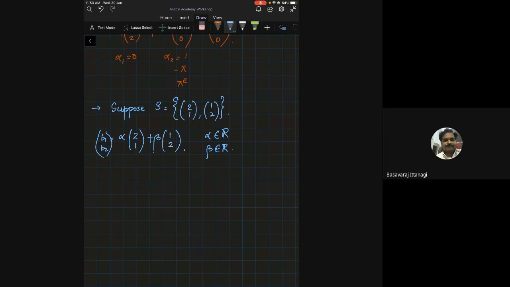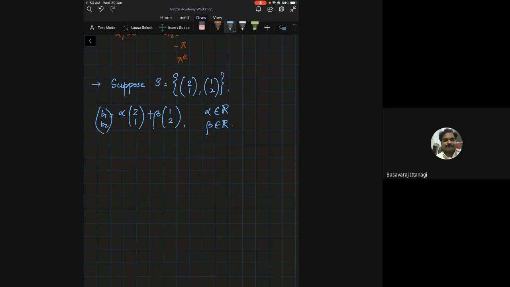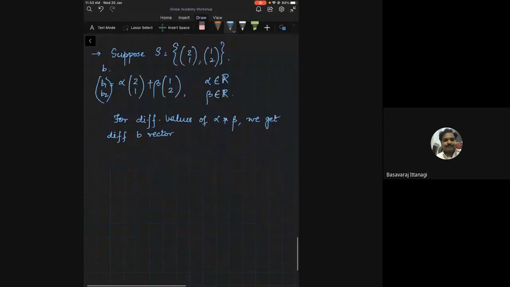What is it that we get? We get for different combinations of alpha and beta, different values of B1 and B2. That means this B vector, so let's write that: for different values of alpha and beta, we get different B vectors. That means alpha times (2, 1) plus beta times (1, 2) is always equal to some different B. Is this right?